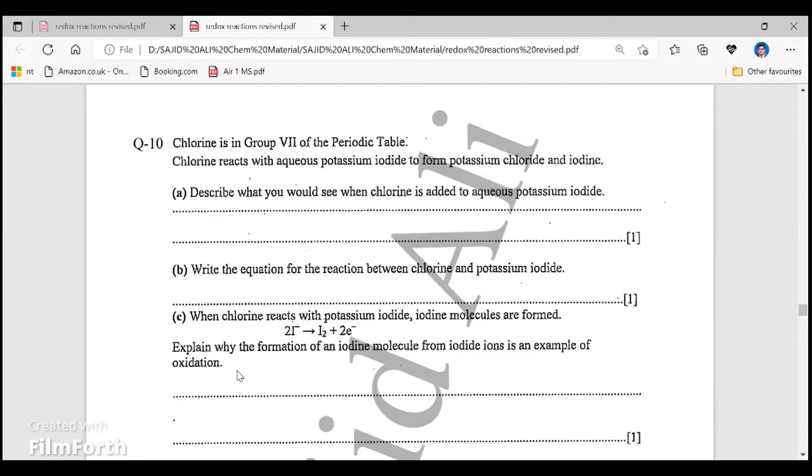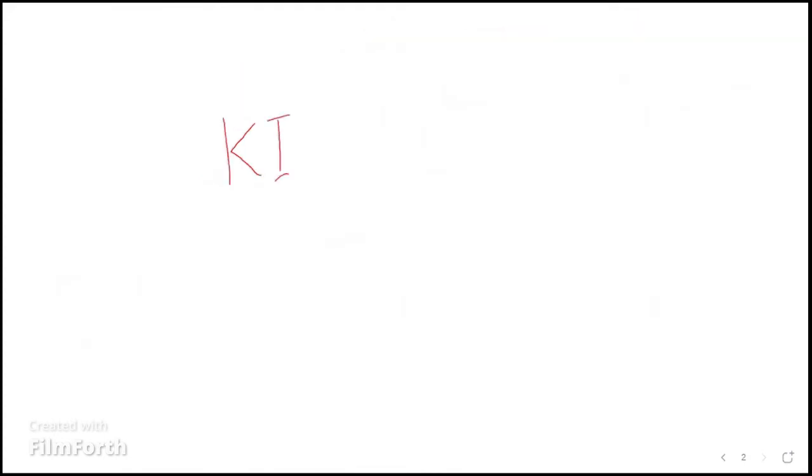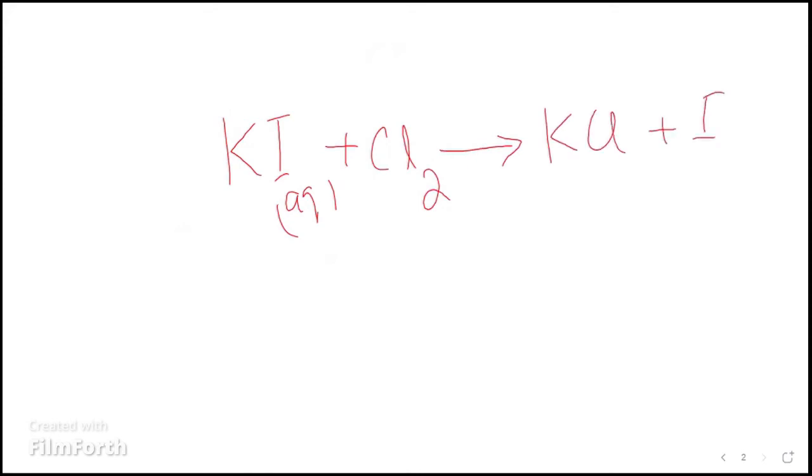I can write the equation for this reaction here, beta. I'm going to write the full equation for this reaction. For example, you have KI and its aqueous solution. If you react chlorine with it, it forms KCl plus I2.